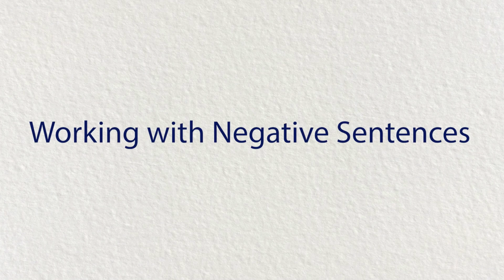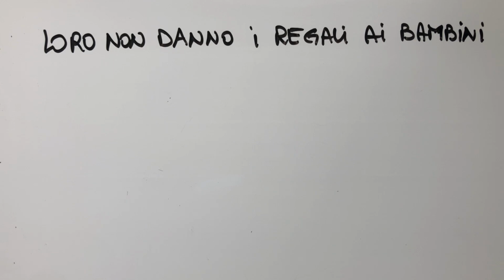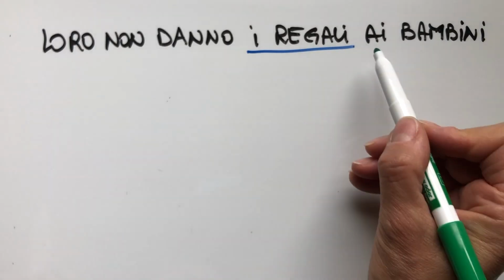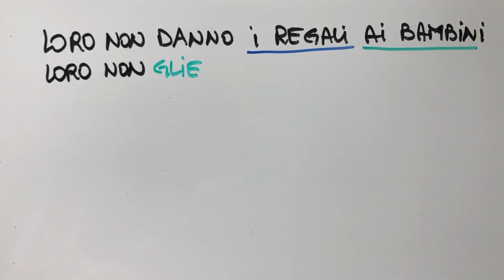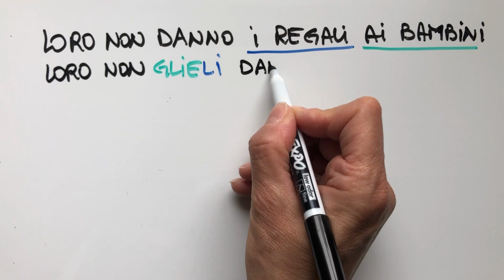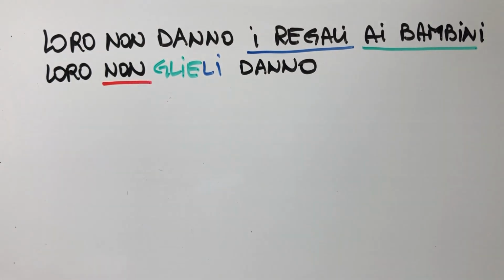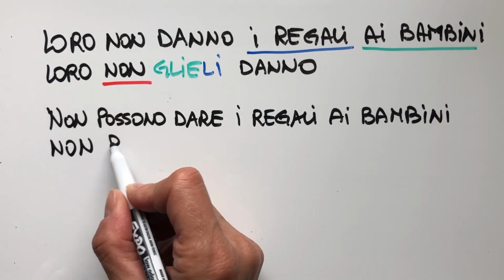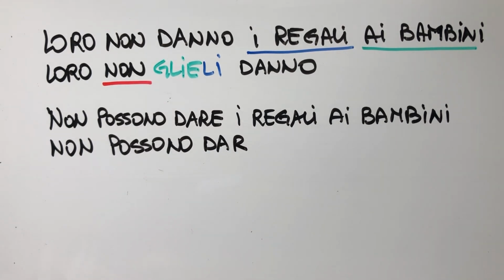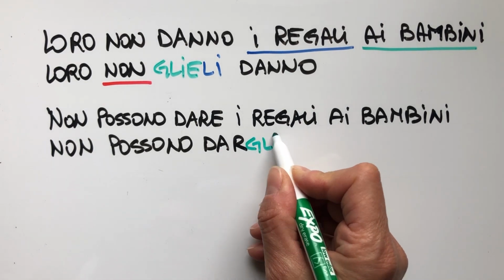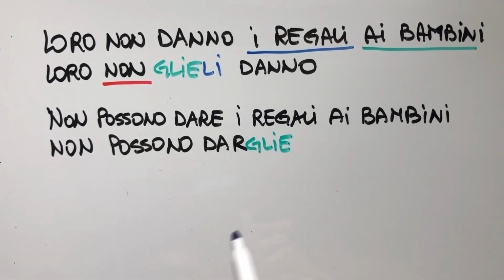In a negative sentence, the non is placed before the pronouns. They don't give gifts to the kids. Loro non danno i regali ai bambini. Loro non glieli danno. If we work with modal verbs and we attach the pronouns to the infinitive, the non is placed right before the verb. Non possono dare i regali ai bambini. They can't give gifts to the kids. Non possono darglieli.